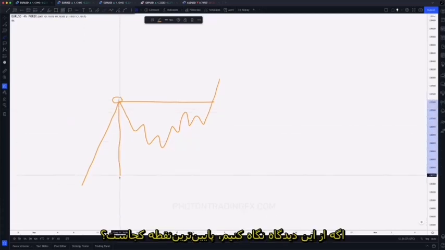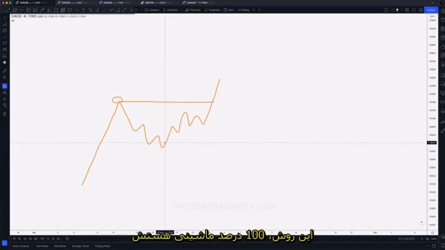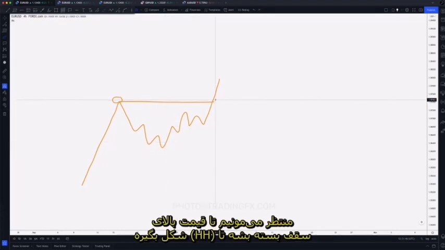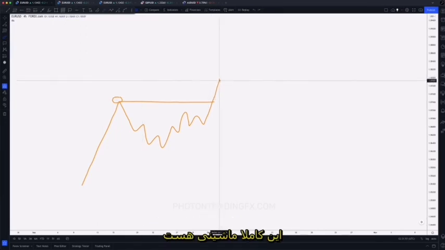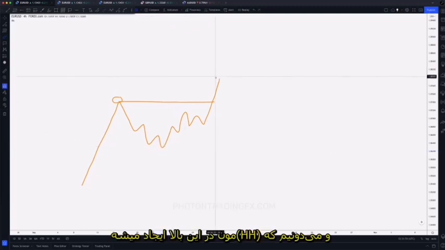So from this point onwards, where is the lowest point? It's here, and that becomes our new higher low. So that is 100% mechanical. We wait for the price to close above the high for a high. That is 100% mechanical in a bullish market. So we know where our higher low is, and we know we're now going to form a higher high up here.